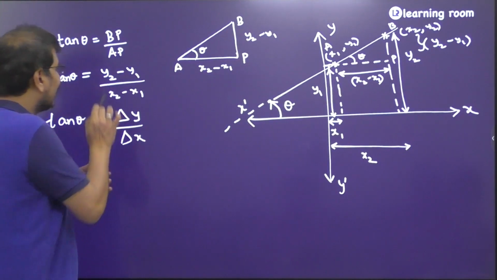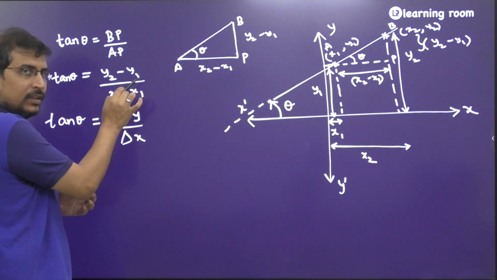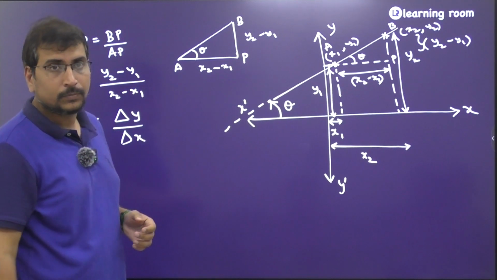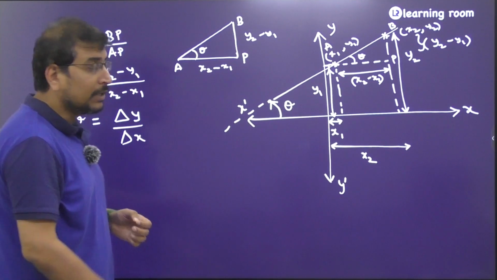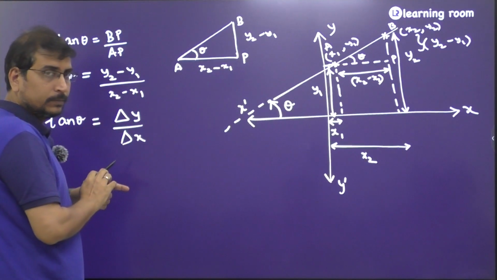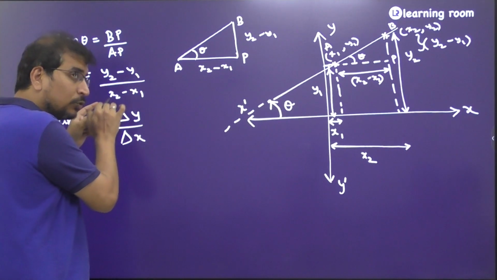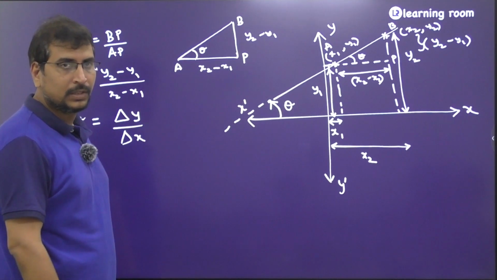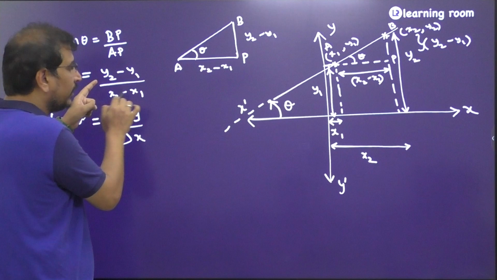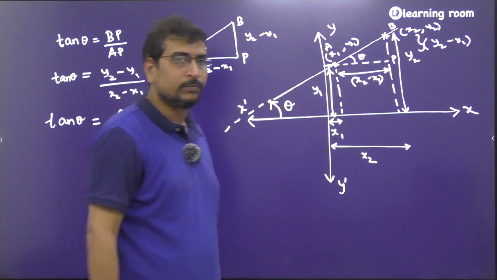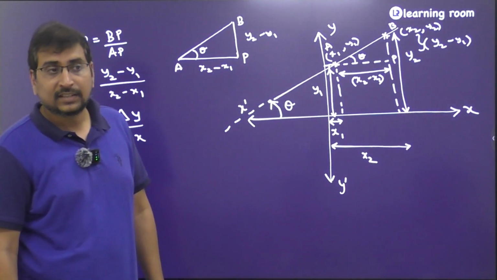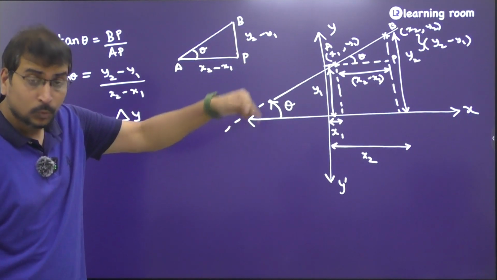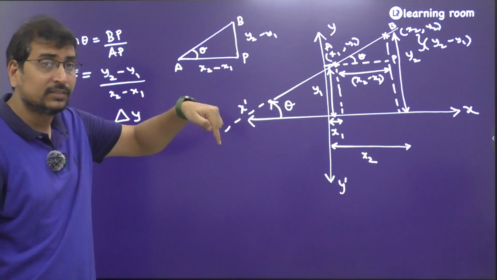It is the difference in the y coordinates divided by the corresponding difference in the x coordinate. What do I mean by corresponding? If I write y2 minus y1, I should write only x2 minus x1 in the denominator. I should not change the order of the subscript. Meaning, I cannot write y2 minus y1 here and x1 minus x2 here. That is wrong. So that is why it is defined as a ratio of the difference in the y coordinates to the corresponding difference in the x coordinate.